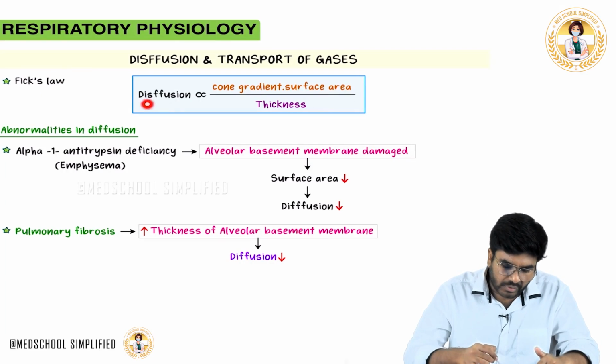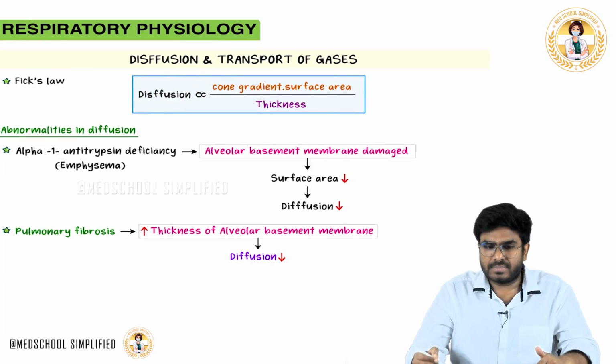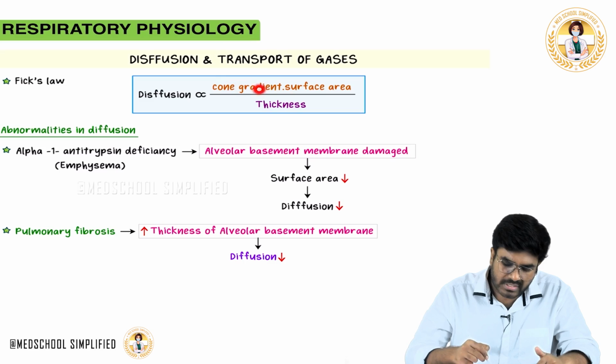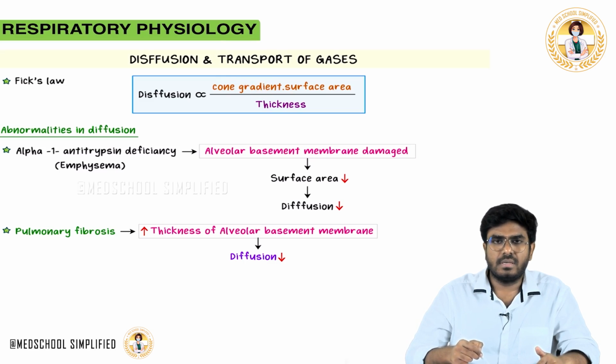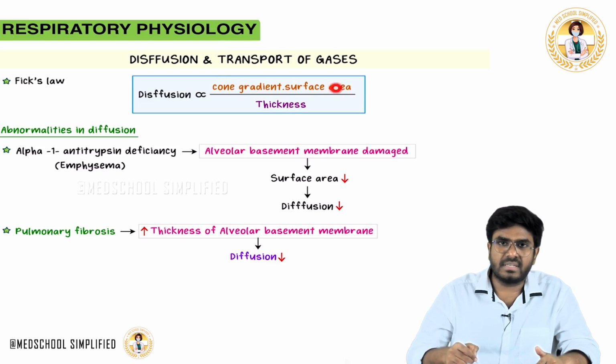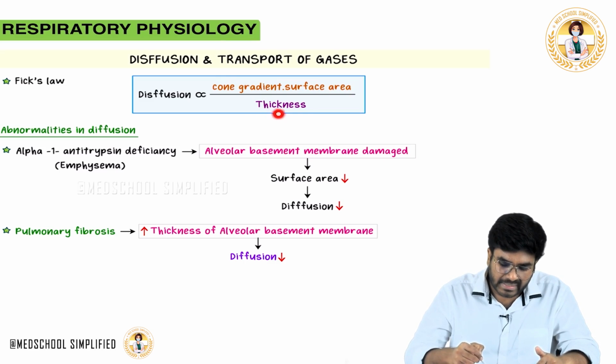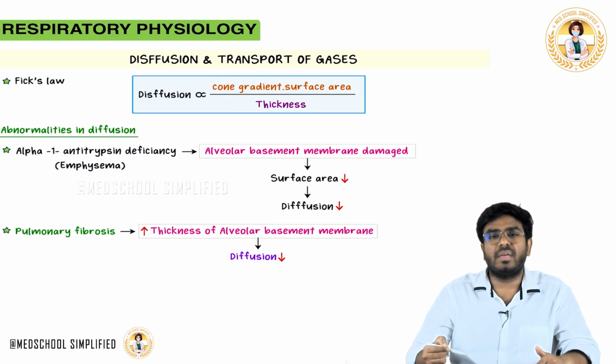Fick's law tells us diffusion is dependent on which parameters? Diffusion is dependent on the concentration gradient of the gases, and is also directly proportional to surface area. But diffusion is inversely proportional to the thickness of the membrane.